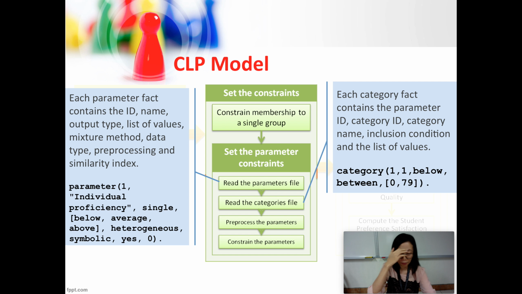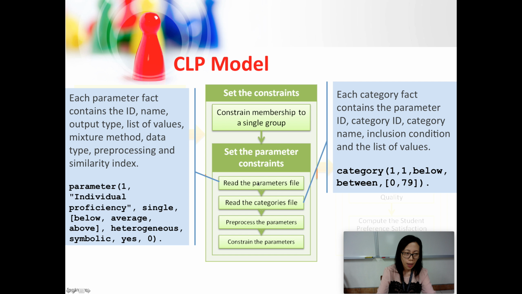Now the constraints are set using the basic constraint and the parameter constraint. What is the basic constraint? The basic constraint states that the student should only be part of a single group, or of one group only, while the parameter constraints are set based on the parameters and the categories.